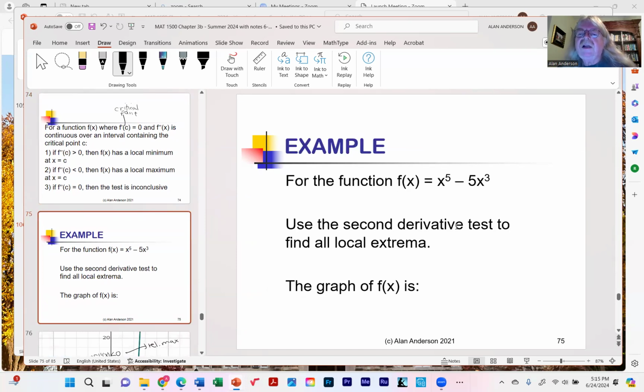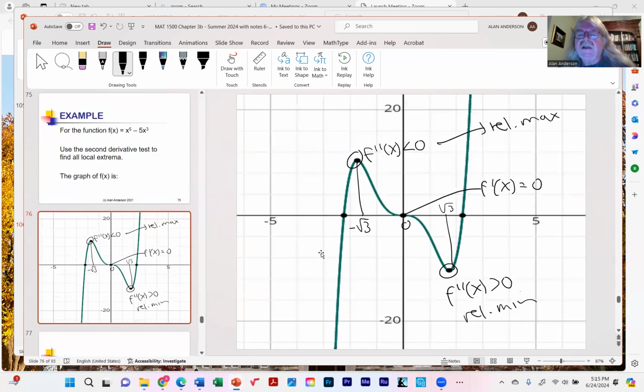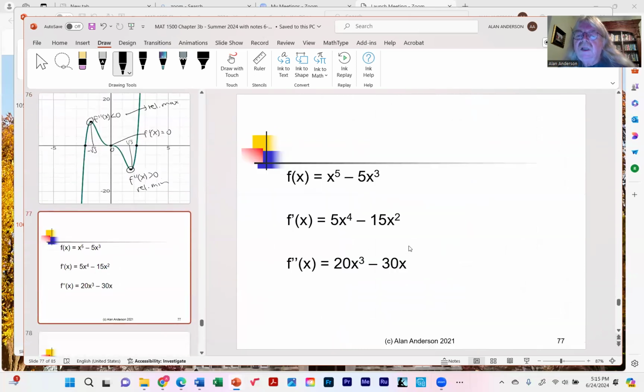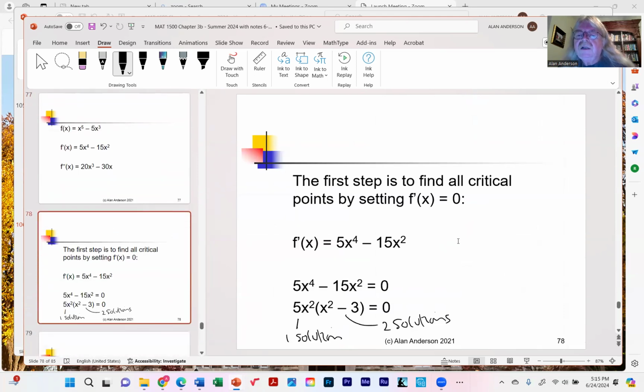All right, let's look at this one. f of x is x to the fifth minus 5x cubed. Use the second derivative test to find all the local extrema. So we have three candidate points, three critical points, I should say. Remember how that works? We take the first two derivatives. So we can find our critical values, remember, by setting the first derivative equal to 0.